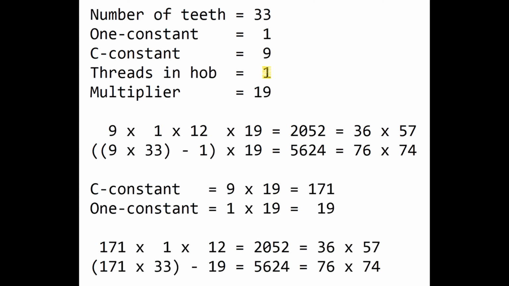The multiplier of 19 was determined through trial and error. 9 times 1 times 12 times 19 is equal to 2052, with a factor pair of 36 and 57. On the denominator side of the equation, 9 times 33 minus 1 times 19 is equal to 5624, with a factor pair of 76 and 74.